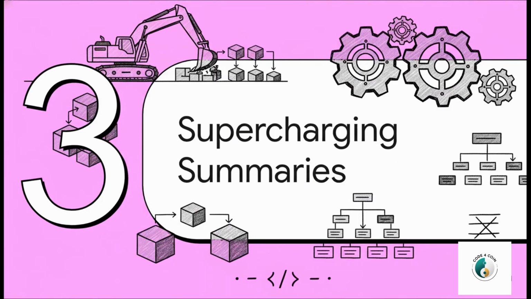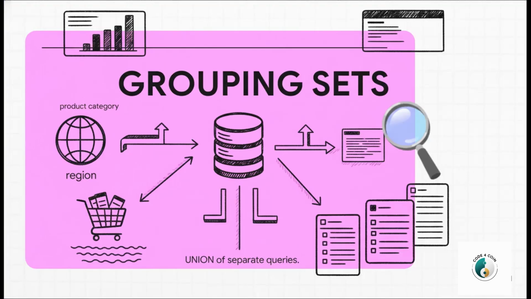All right, now that we've totally nailed the fundamentals of filtering rows versus filtering groups, it's time to bring out the heavy machinery. We're going to move beyond these simple summaries and start building complex, multi-level reports with just a fraction of the code you'd expect. First up is GROUPING SETS. Think of this as the Swiss Army knife of aggregation. It lets you define a totally custom list of summaries you want, all in one query.